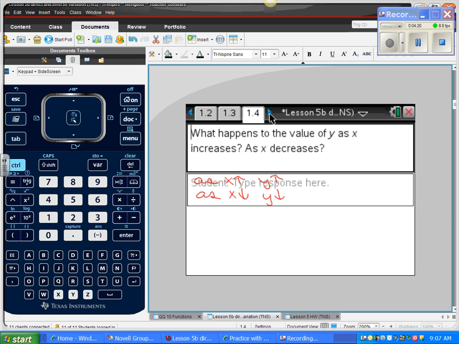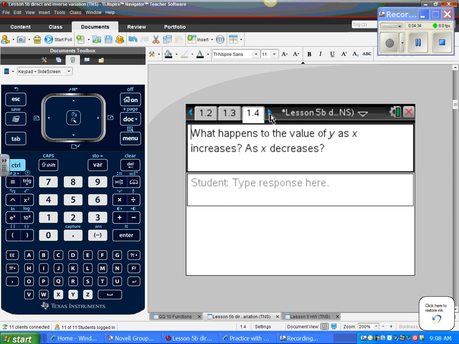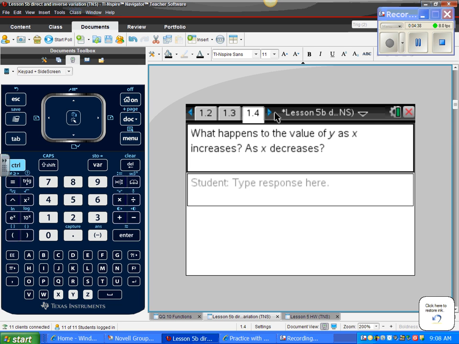I don't care how you word it, just as long as you understand it. Are we good? Okay, so what did you notice about the y-intercept? Yeah, it's 0. Does it change? No, so the y-intercept isn't going to change.